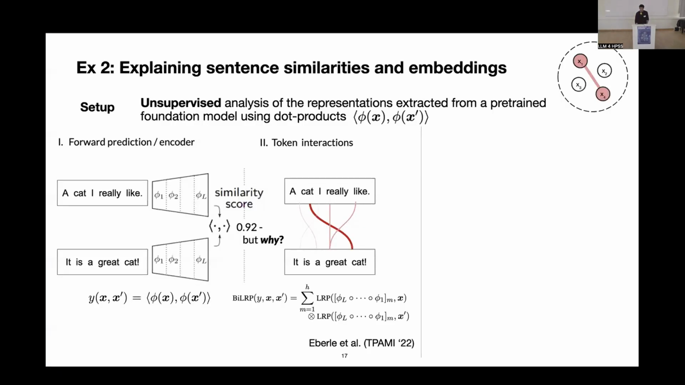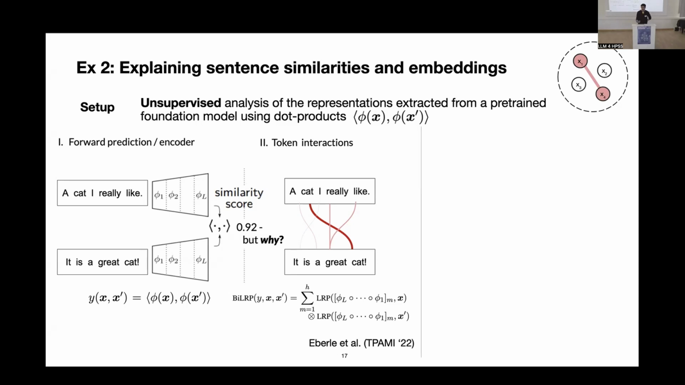Then we also looked at these second and higher order things. In the previous talk, we already discussed embeddings. Here it's a very standard scenario: you have a pair of sentences, like "a cat" and "I really like, it is a great cat", and you get some embedding out of a model. In this case, it was a BERT model, or a sentence BERT model.